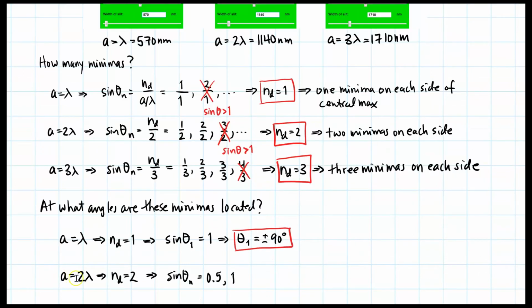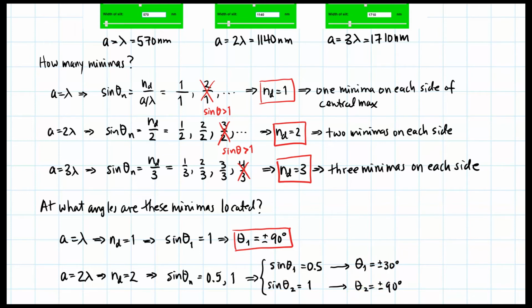If I now look at a equal to 2 lambda, we know that ND is equal to 2, so there are 2 minimas. So if I go back and I look at the sine function, you see that sine of theta n is going to be 0.5 or 1. So this tells me then, the location of the first minima is when sine of theta 1 is equal to 0.5, and the second minima at theta 2 should be 90 degrees.